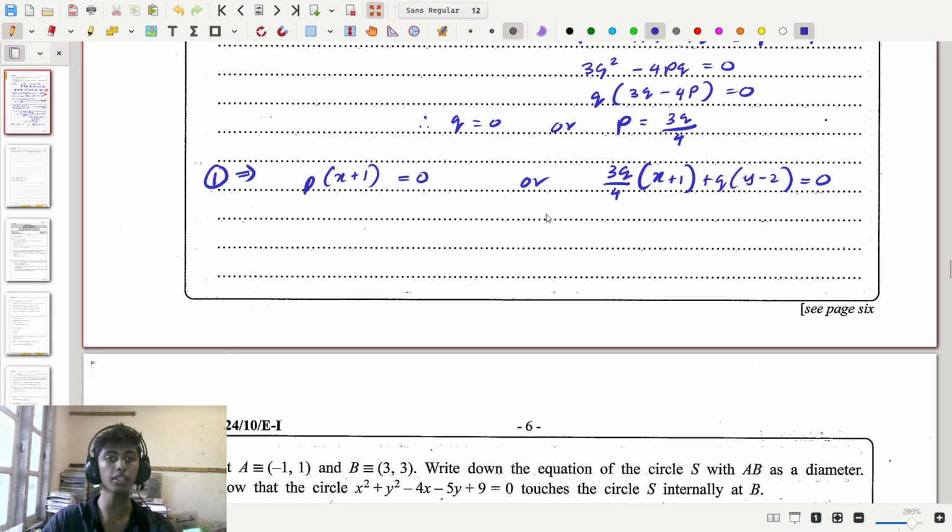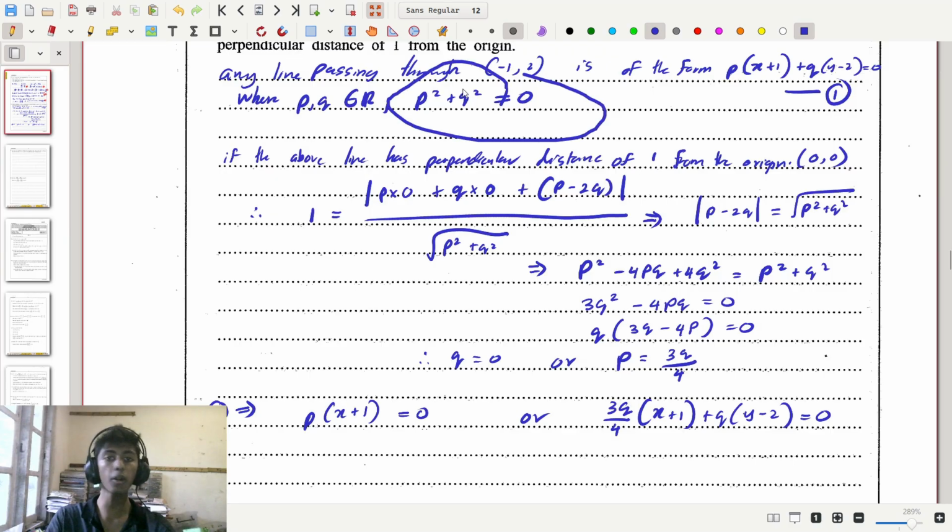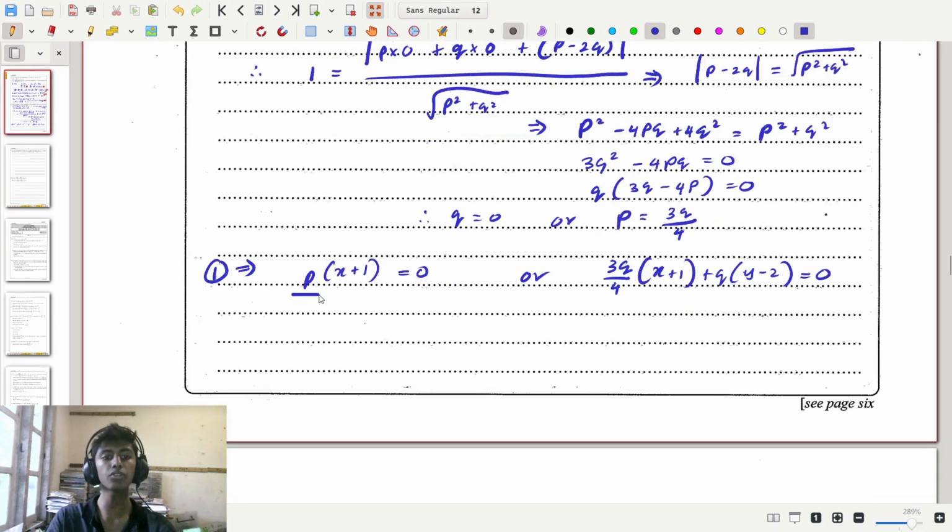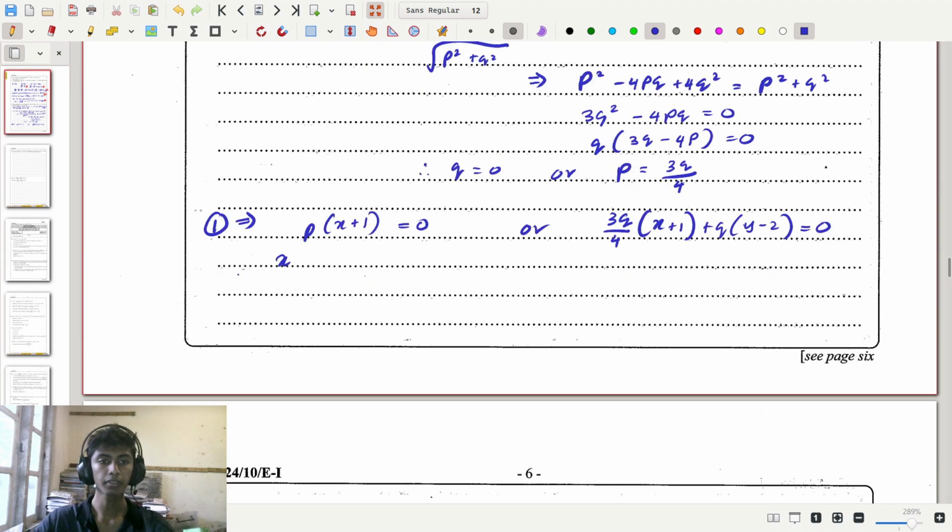Now in this case we can see, since q is equal to 0 in the first case, and since we know that p and q cannot both be equal to 0, in the second case p is not equal to 0. So therefore we can divide both sides by p and say that we are going to get x plus 1 equal to 0, and we have to say here, because p not equal to 0, as p squared plus q squared not equal to 0. And that's the justification that we need to say that p is not equal to 0, and therefore we can divide both sides by p. So therefore, one of the equations is x plus 1 equals 0, or we could say x equal to negative 1. So that is one of our lines.